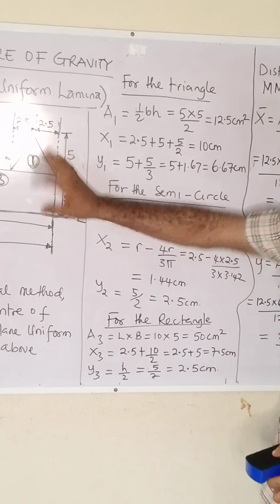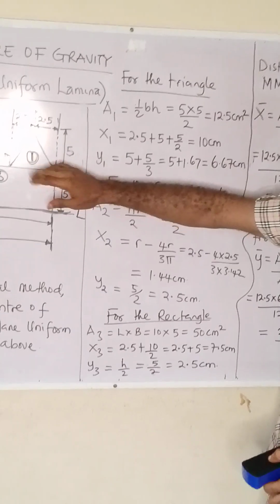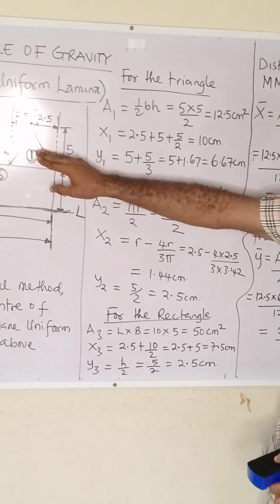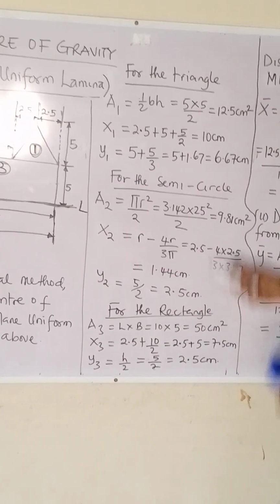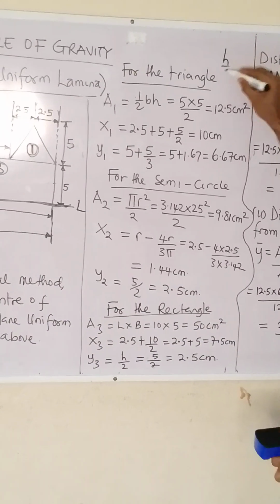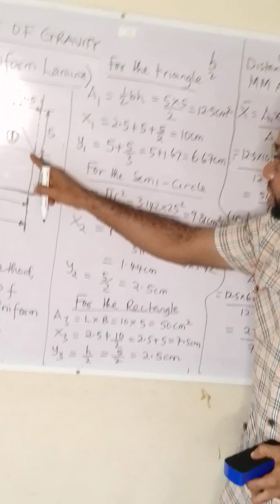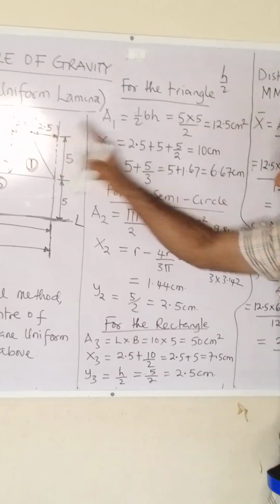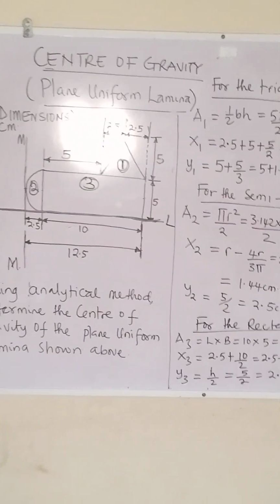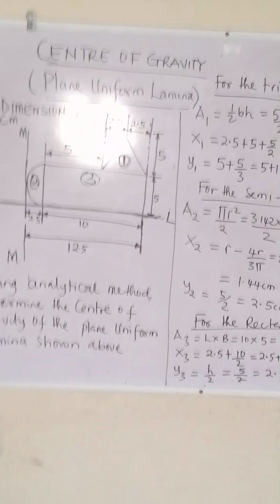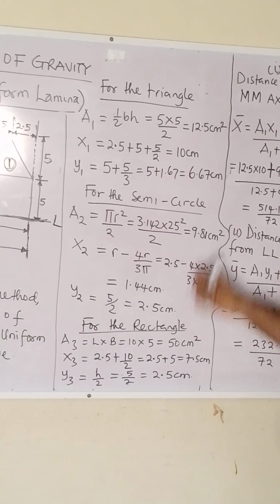Of course, we've come to the actual shape we are considering at the moment, so we know that it is always h/2. So we have 5, which is from here to this point, the same thing as this value, divided by 2. When we calculate that, we have 10 cm. And so we are done with that.